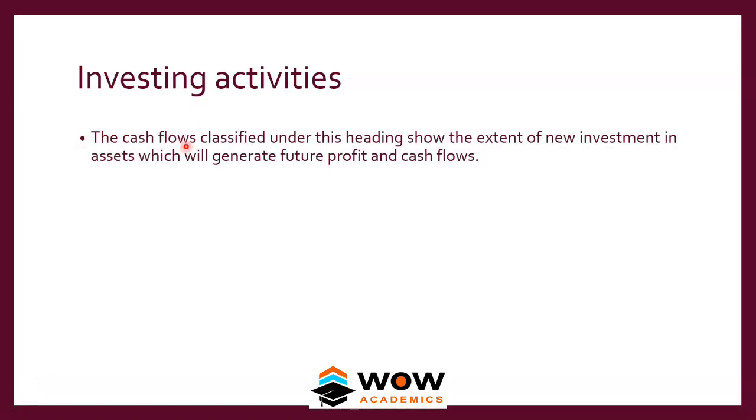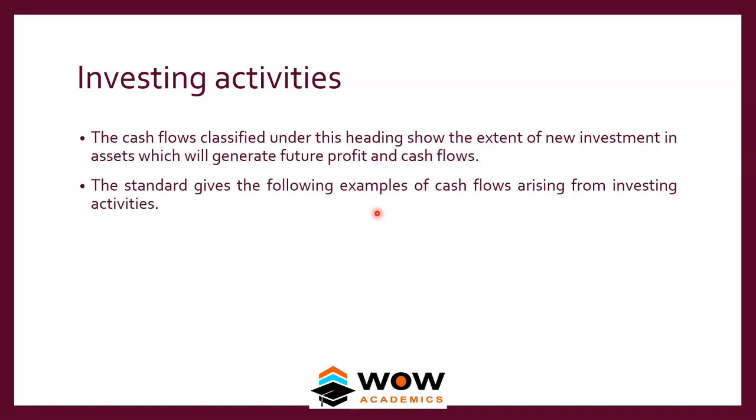So the cash flows classified under this heading show the extent of new investment in assets which will generate future profit and cash flows. Investing activity is all about putting your money into different assets, whether it could be a non-current asset or a share or a debenture or a loan to another company. So that is about investing. Mostly the investing part would be a cash outflow activity only. In certain years you might not be investing anything, so in those years it would be zero, and in certain years whenever you are investing, the cash outflow would be a huge component here.